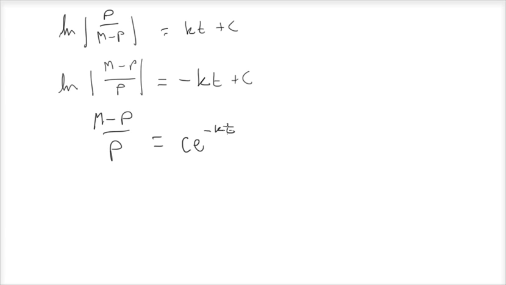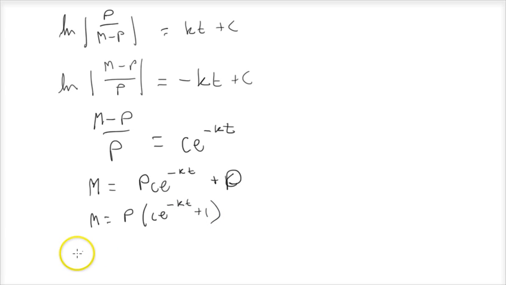like that. Then what we can do is multiply the p over, and so we can get m equals pce to the negative kt plus p, and then what we'd be able to do is factor out a p, and we'd get ce to the negative kt plus 1, and then, finally, we come down to it, p of t is m over ce to the negative kt plus 1.